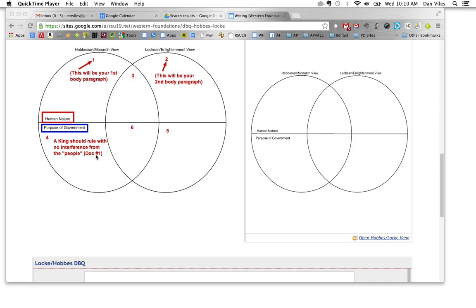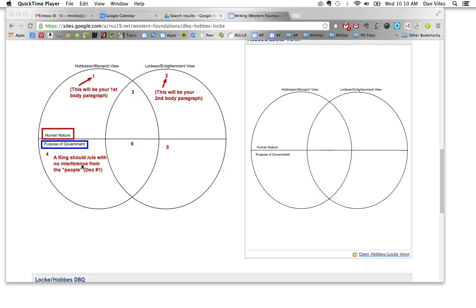Underneath, everything below that line is going to be about government and the purpose of government. What should a king be like? Who should rule, a king or the people? What is the purpose, the reason we have government? Those you will plot here, the Hobbesian view, and over here the Lockean view.